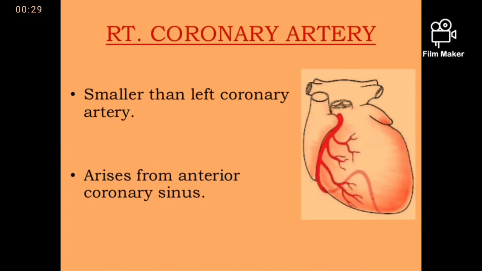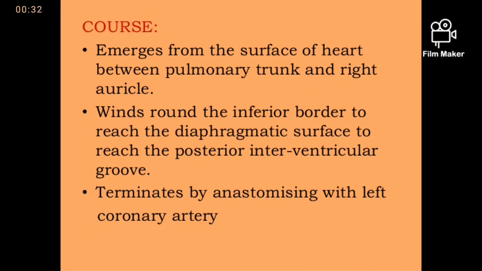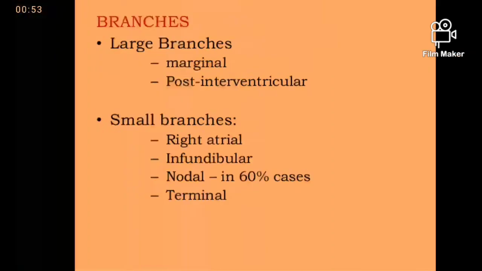Right coronary artery, smaller than left, arises from anterior coronary sinus. Course: emerges from the surface of the heart between pulmonary trunk and right auricle, winds round the inferior border to reach the diaphragmatic surface, to reach the posterior inferior ventricular groove, and terminates anastomosed with the left coronary artery. So that is the course of the right coronary artery.